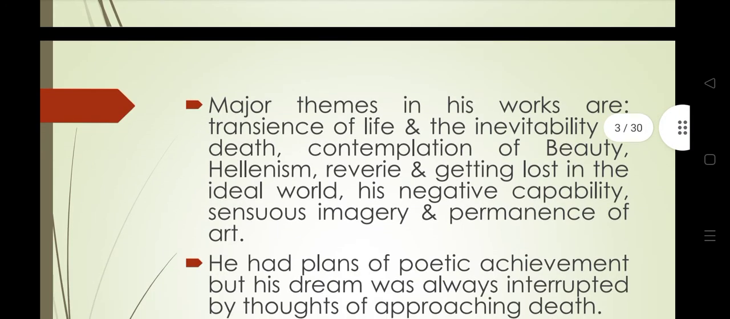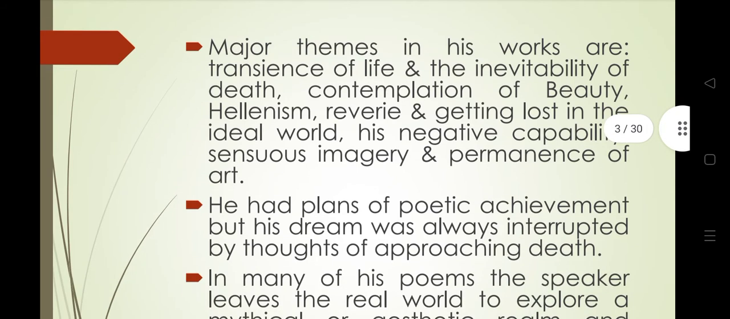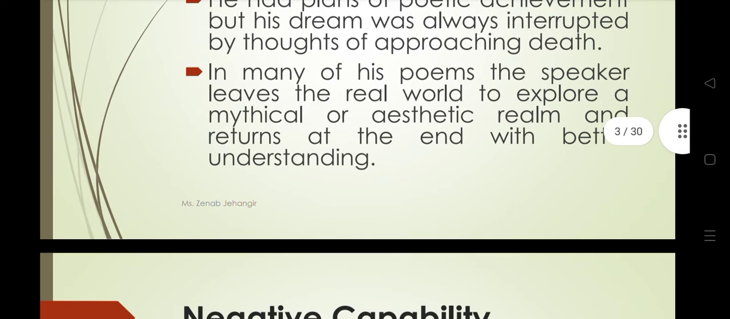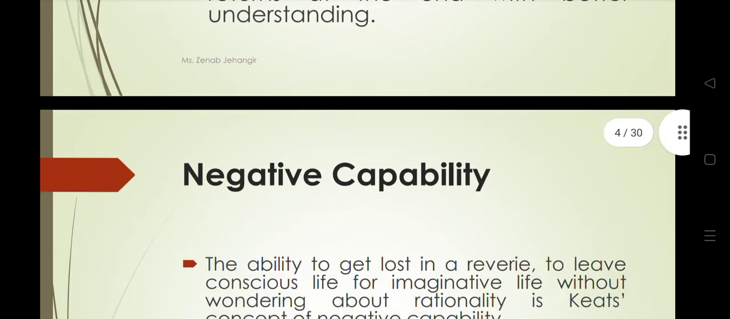So his major themes in his work include transience of life, meaning mortality of life, inevitability of death, Hellenism, and getting lost in an ideal world, that is escapism, and his negative capability, right? So we will see how he used negative capability in those poems. In many of his poems the speaker leaves the real world to explore a mythical and aesthetic realm and returns at the end with a better understanding.